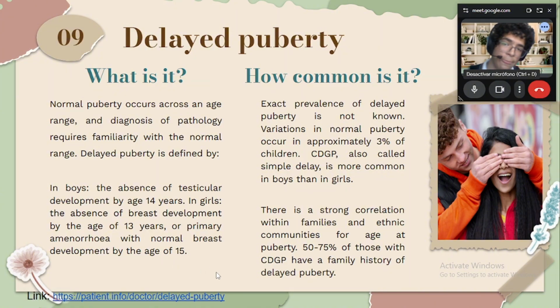How common is it? Well, there isn't an exact prevalence of delayed puberty, but there are variations in normal puberty in approximately 3%. And delayed puberty is more common in boys than in girls. There's a strong correlation within families: boys who have delayed puberty often have children who have it too. This information was taken from patientinfo.info.